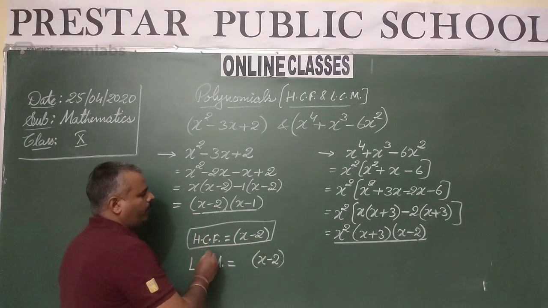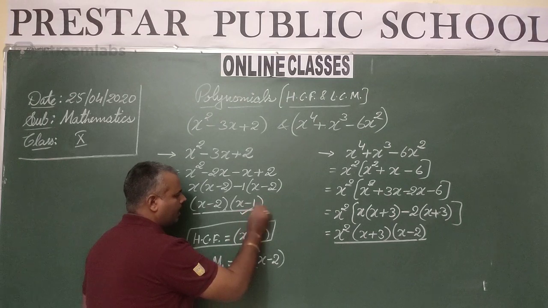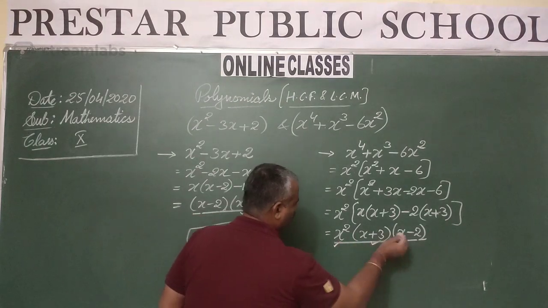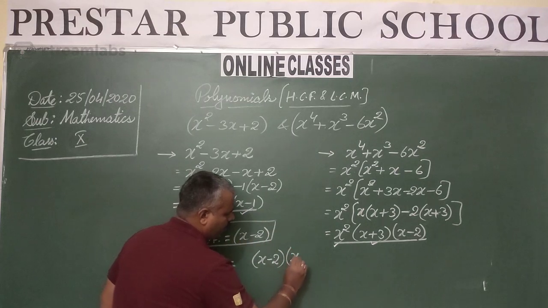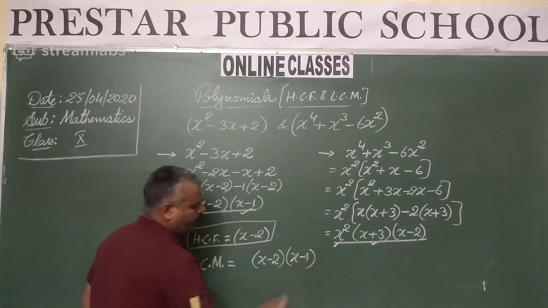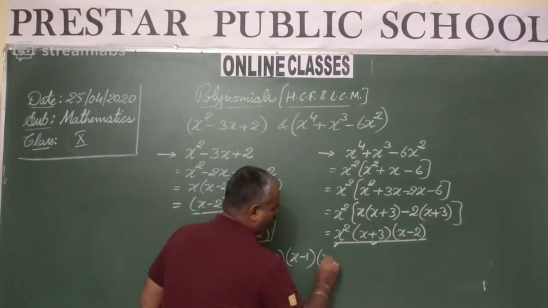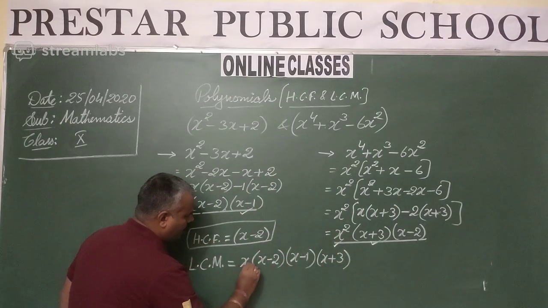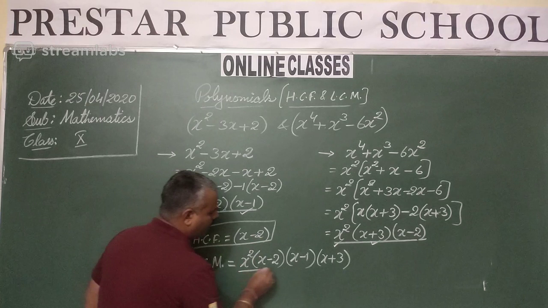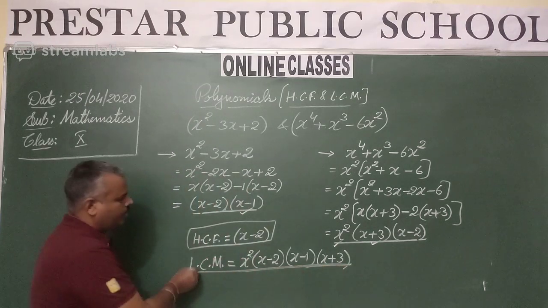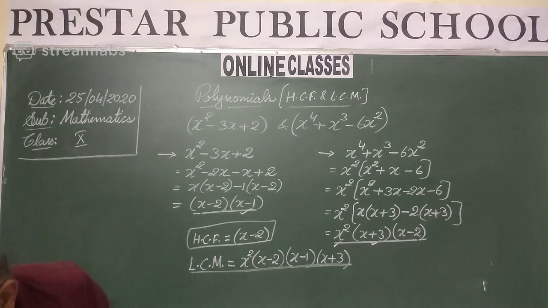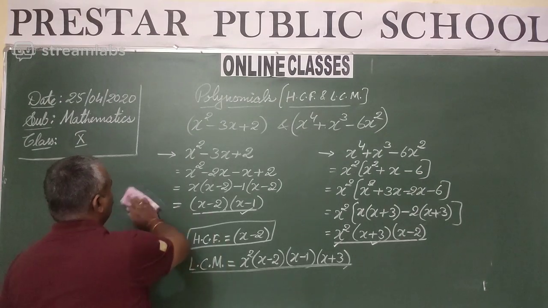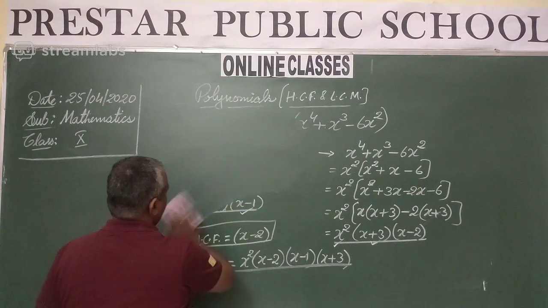After writing the common factor, whichever factors are left out, we are going to add them also. X minus 1 is there, this will be written here. X plus 3 is there, that will also be written here. And even x squared is there, that will also be part of the LCM. So this is the LCM of these two expressions. We'll take more questions based on these HCF and LCM.